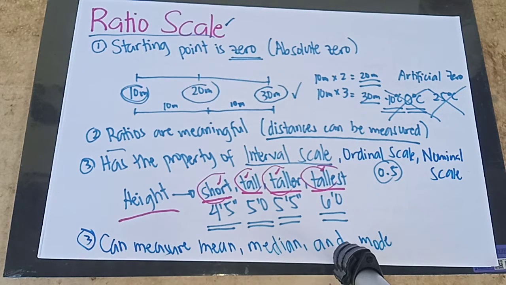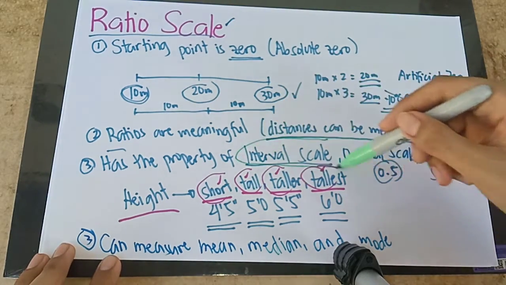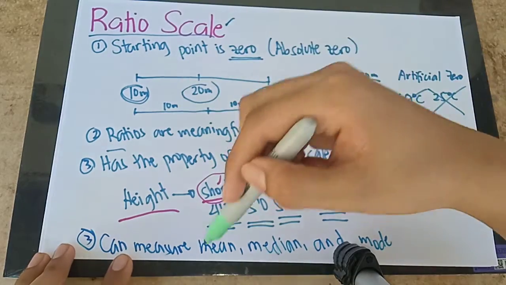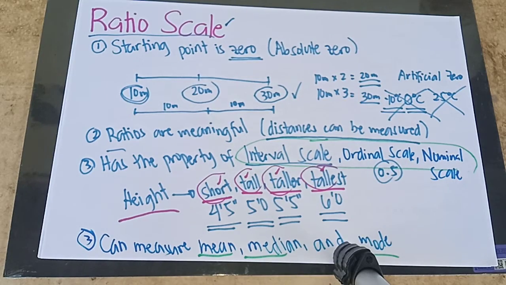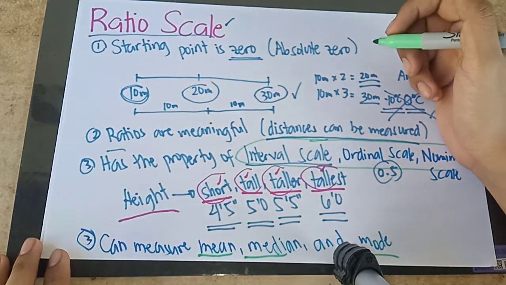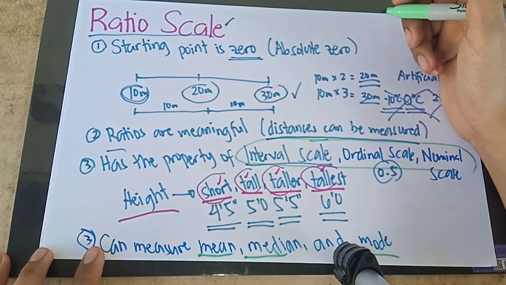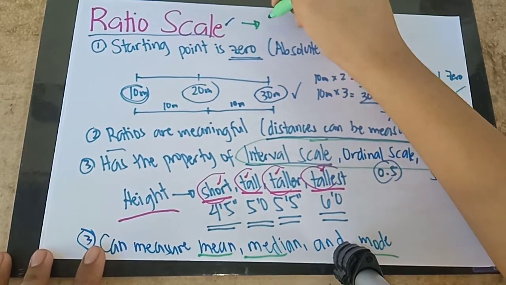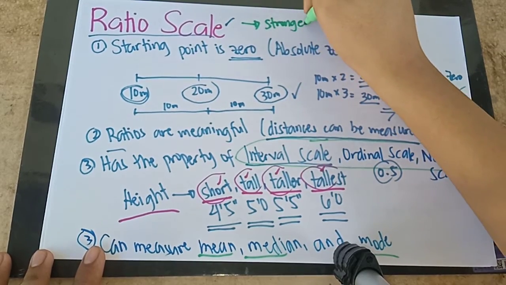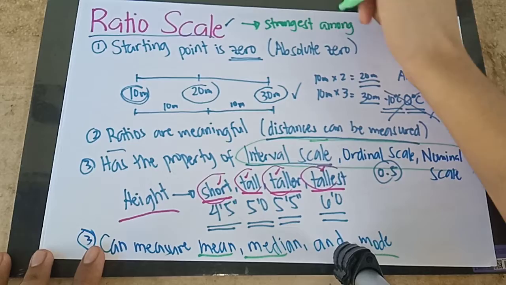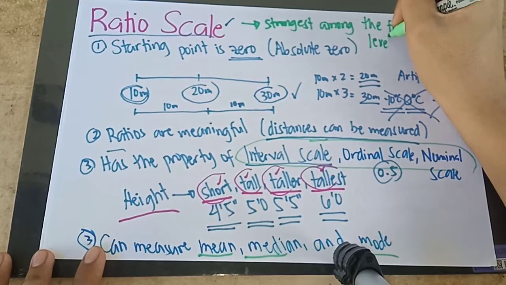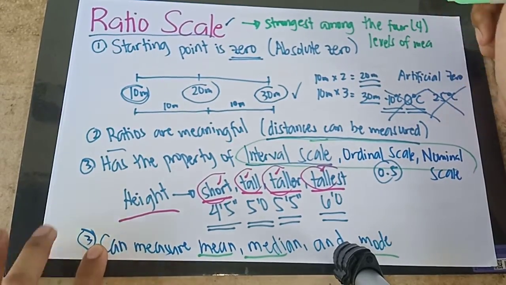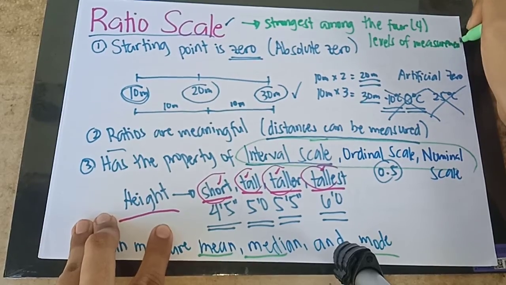Now, if the ratio scale has the property of the three other levels of measurement, and it can measure the mean, median, and the mode, meaning to say, ratio scale is what? Is it the weakest or the strongest among the four levels of measurement? So obviously, the ratio scale is the strongest among the four levels of measurement. It is the most reliable. It is the most valid.